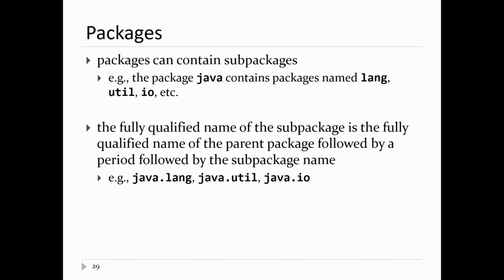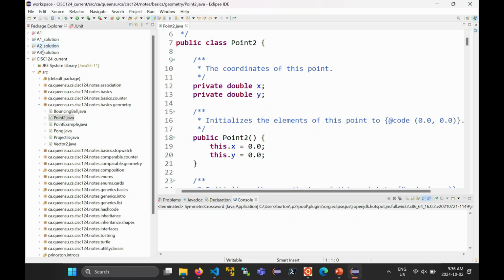Whoever has the source code for the Java standard library on their computer, there's a directory called Java. Inside that directory or folder, there's another folder called lang, right? And so on and so on and so forth. So inside their Java folder, there's also a folder called util, and inside their Java folder, there's also a folder called IO, right?